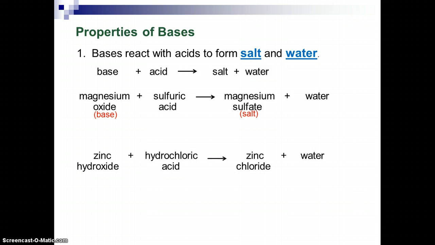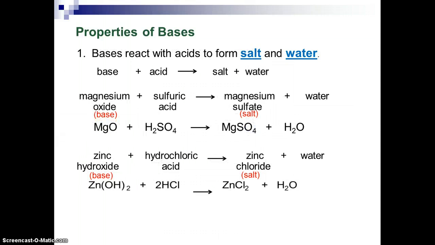Another example: zinc hydroxide, which is the base, plus hydrochloric acid gives zinc chloride, which is the salt, plus water. This is the balanced equation for these reactions.